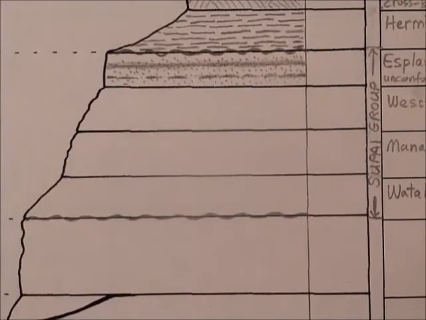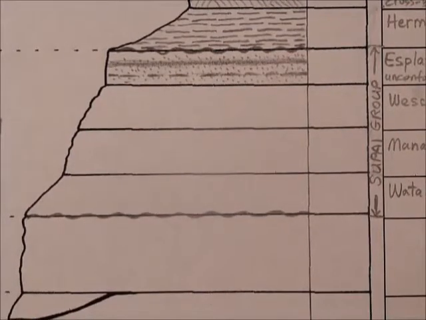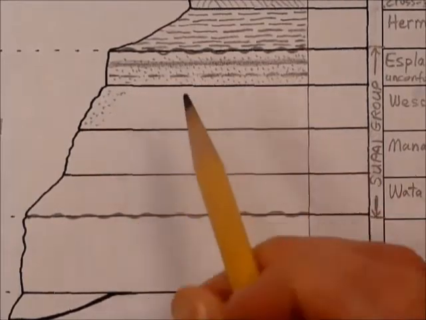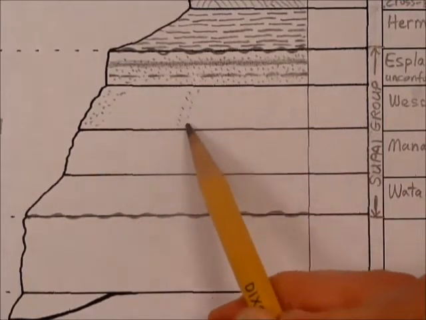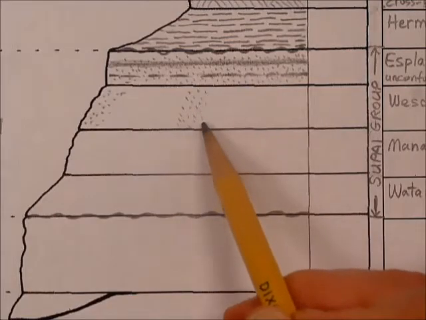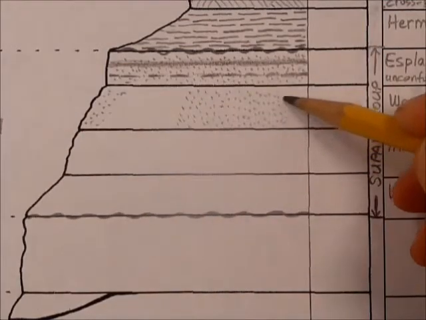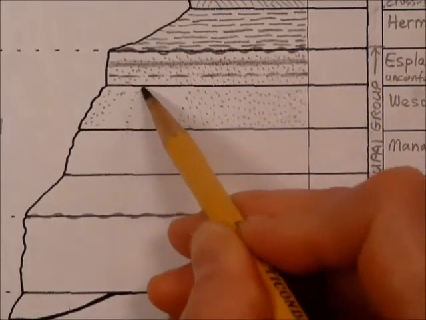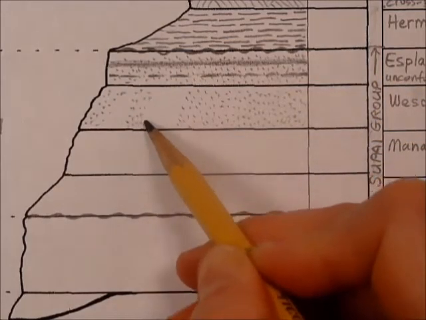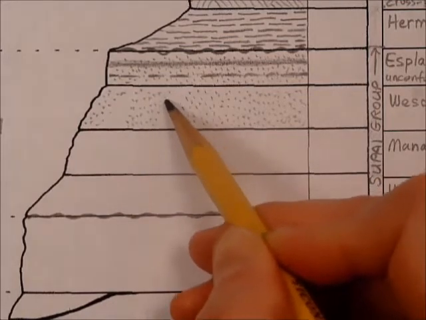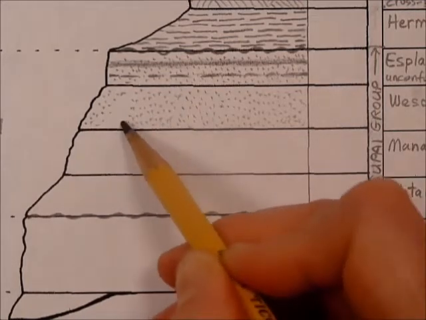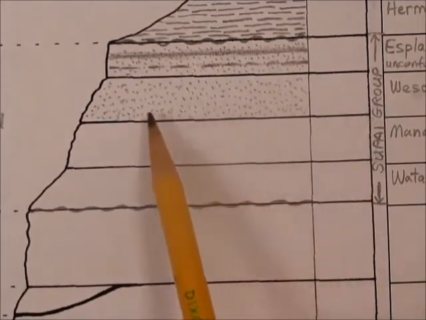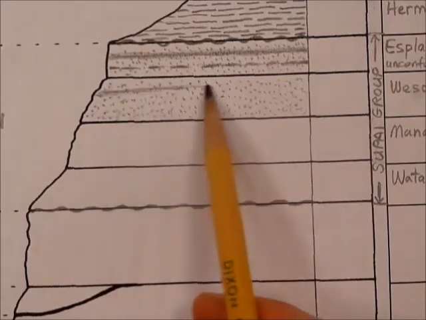And here also the Wescogame formation is mostly sandstone. These are probably the hardest, most confusing layers right here. Okay, and again we're going to have some stripy layers of other things running through here.